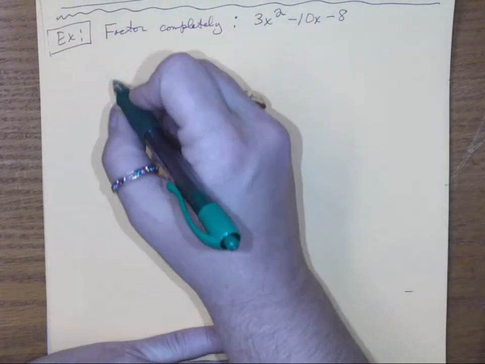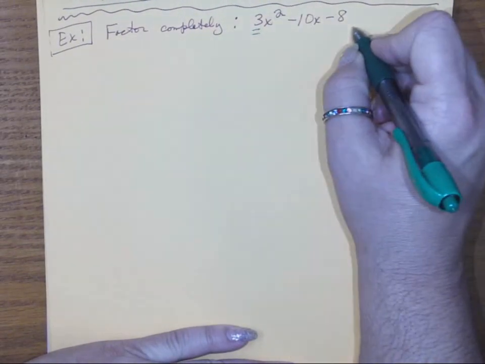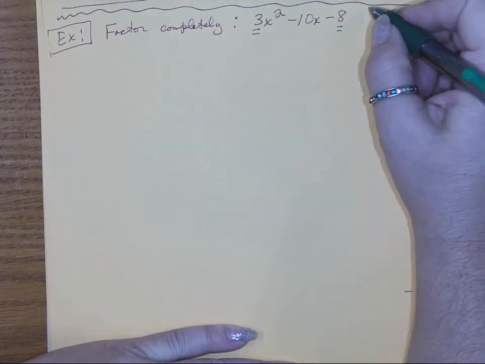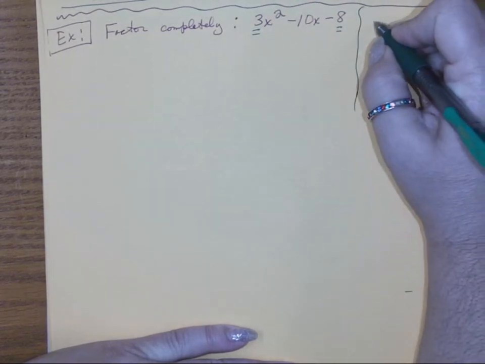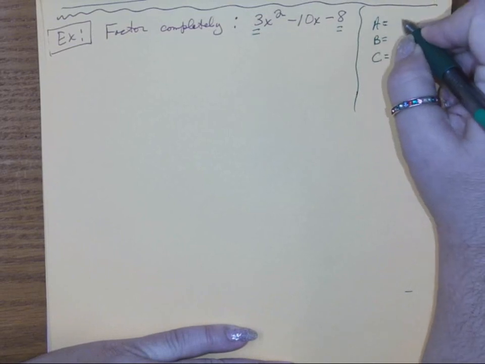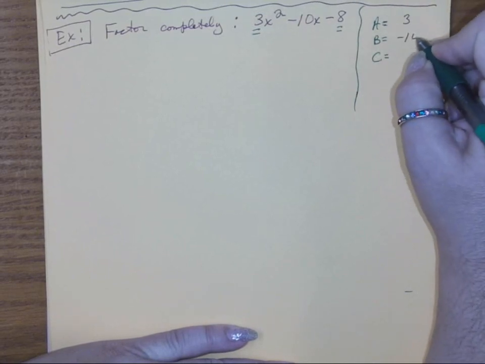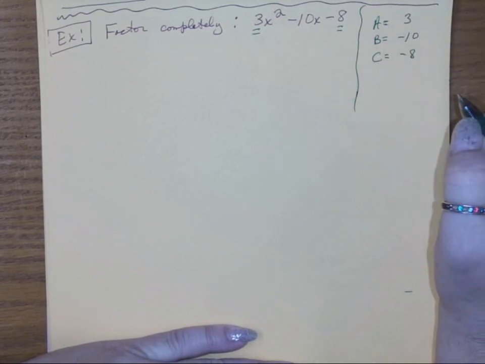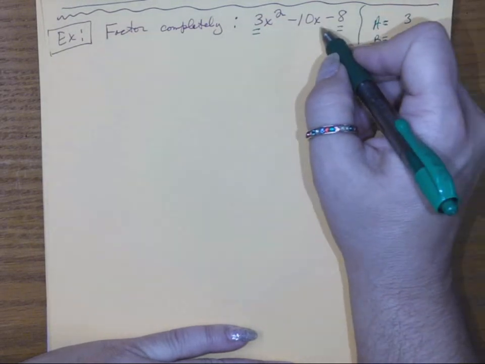Hopefully you're saying multiply the E times the C, Dr. Webster. So over here on the side, I don't know, I'm being silly tonight. A, B, and C. The A would be a 3, the B would be a negative 10, and the C would be a negative 8. Does everybody agree with that?